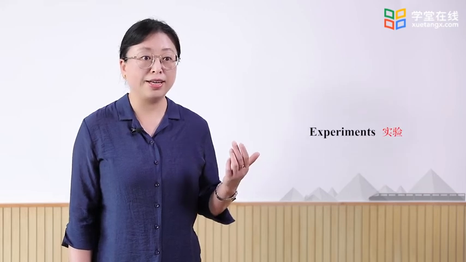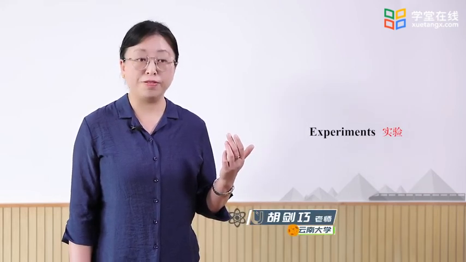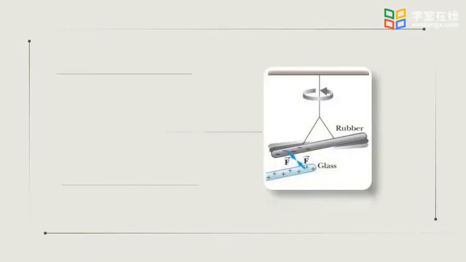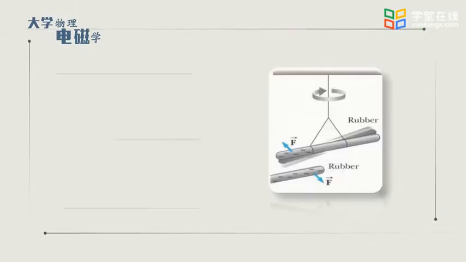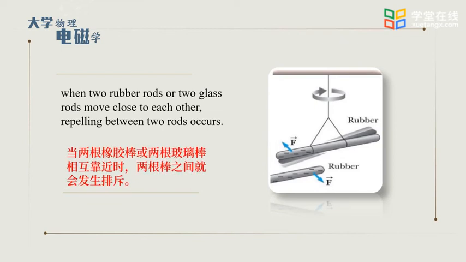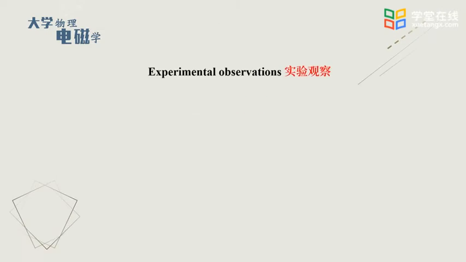In order to explain the natural phenomena observed by chance, some experiments will be intentionally designed to improve our understanding on the observations. For example, a rubber rod is rubbed with fur, and a glass rod is rubbed by silk. When a rubber rod is placed near a glass rod, they will attract each other. On the other hand, when two rubber rods or two glass rods are moved close to each other, repelling between two rods occurs. You may notice two experimental facts: attraction and repulsion.